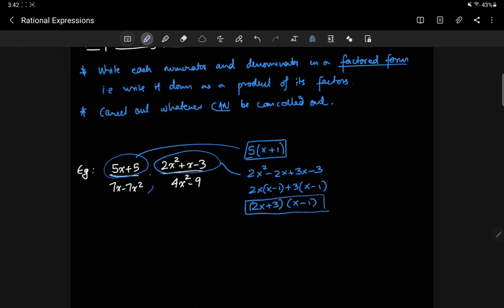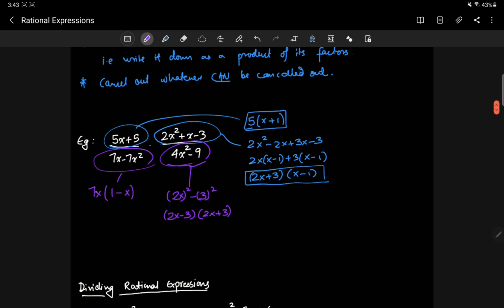And I do the same thing for the denominators. I can factor out a 7x, and that's (1 - x). Now this here, again, we're going to observe that 4 is 2 squared and 9 is 3 squared, which means that it's sort of hinting towards being a difference of squares. So this is (2x)² - 3², which then becomes (2x - 3)(2x + 3).